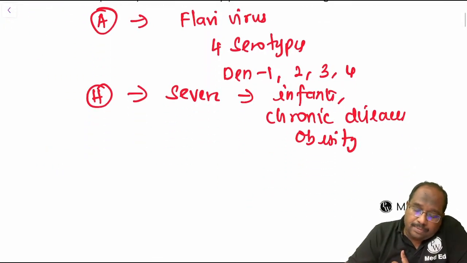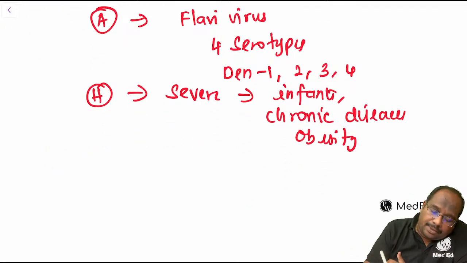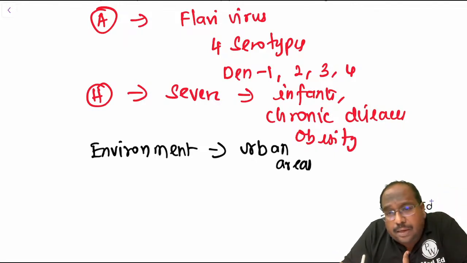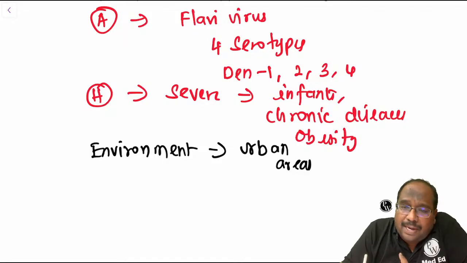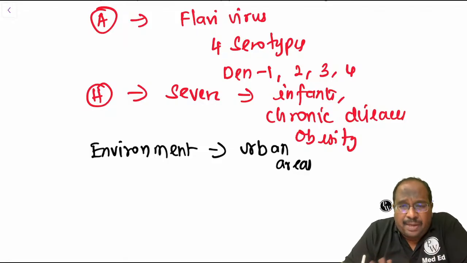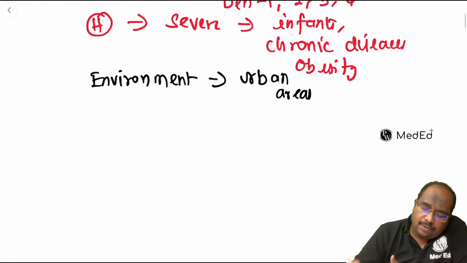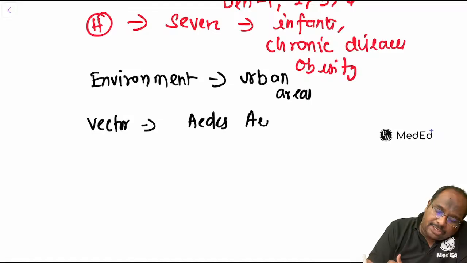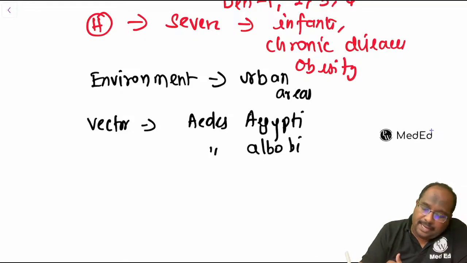What about the environment? Dengue is usually seen, more commonly, in urban areas, because of unplanned urbanization, breeding sites will be very common. What about the vector here, guys? The vector is Aedes aegypti, Aedes albopictus. Can you tell me where this mosquito will breed?